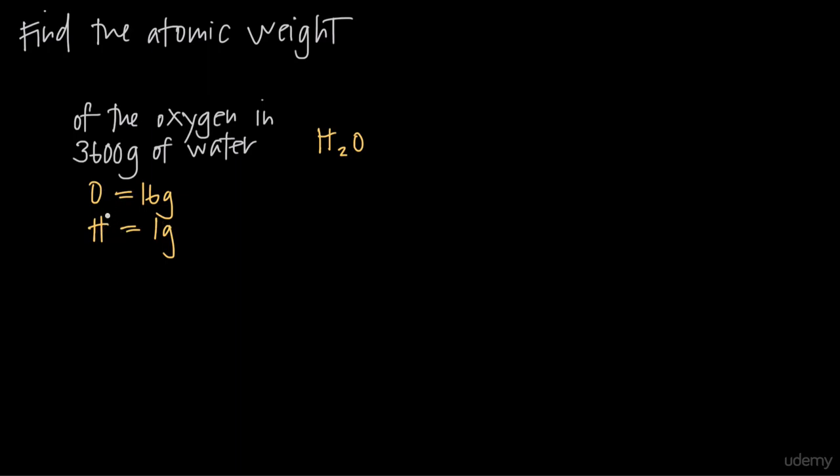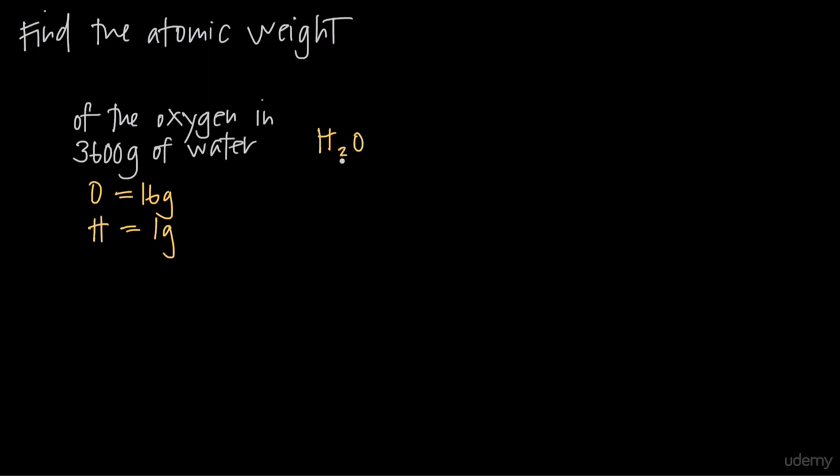So what we want to do is figure out how much the oxygen would weigh if we have 3,600 grams of water. Well, what we need to realize is that we can set up a ratio for this problem to figure out how much the oxygen will weigh in 3,600 grams of water. So 3,600 grams is the total weight of the water, which means that we need to find the weight of 1 H2O molecule in order to get a ratio.